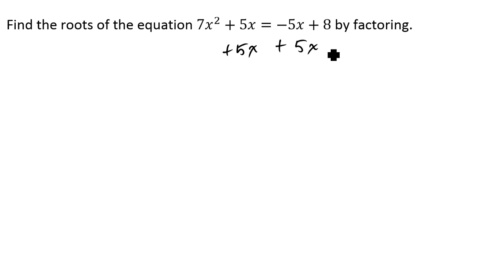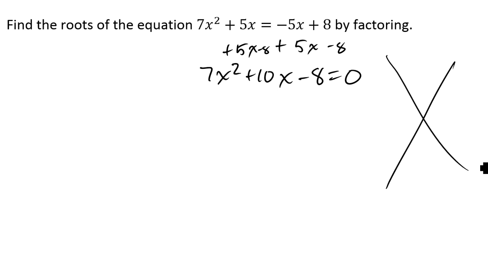And I'm also going to, I'll just write that. That's 7x squared plus 10x. And I'm also going to subtract 8 from both sides. I'll just write minus 8, minus 8. Minus 8 equals 0. So let's go ahead and set this up and factor it.